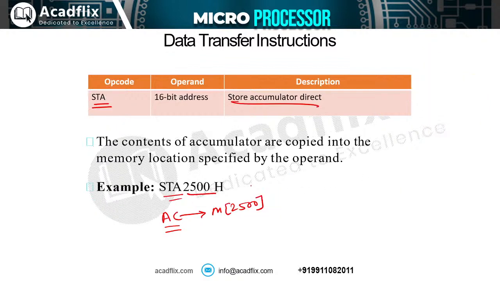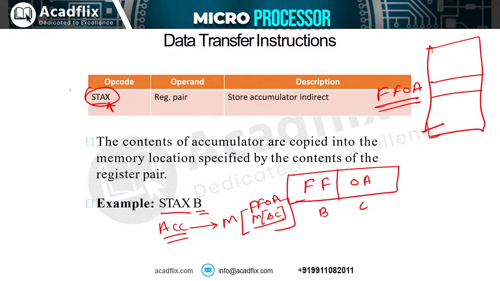In STA, a direct address will be given. That means it is using the direct addressing mode. In STAX, the name of the register pair will be given. You have to go to this register pair to get the address.